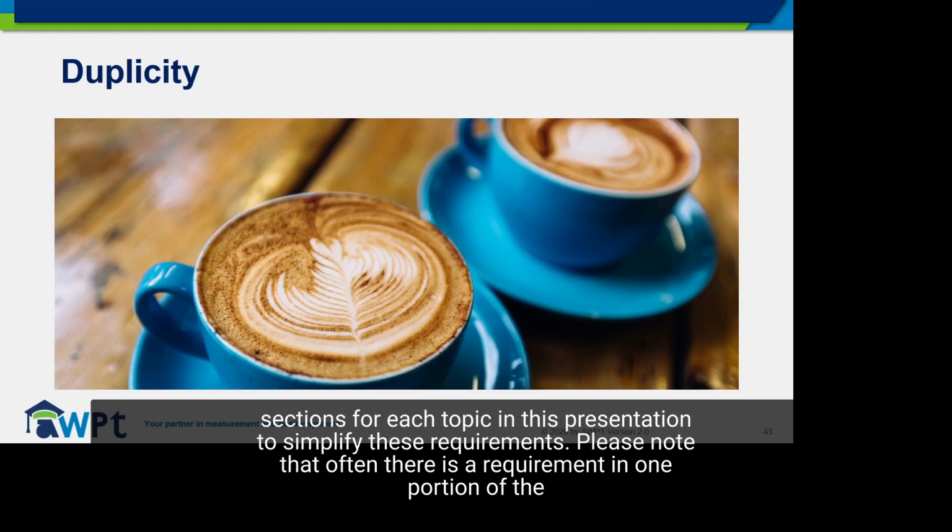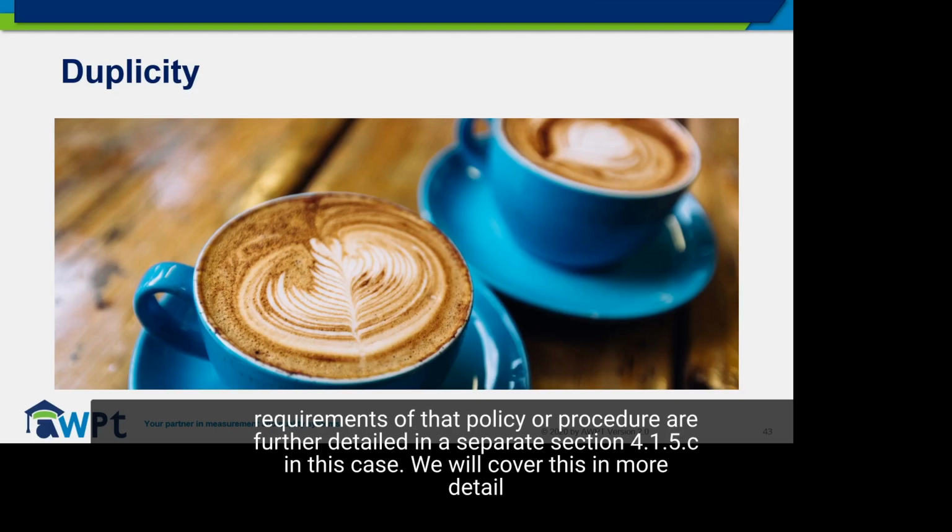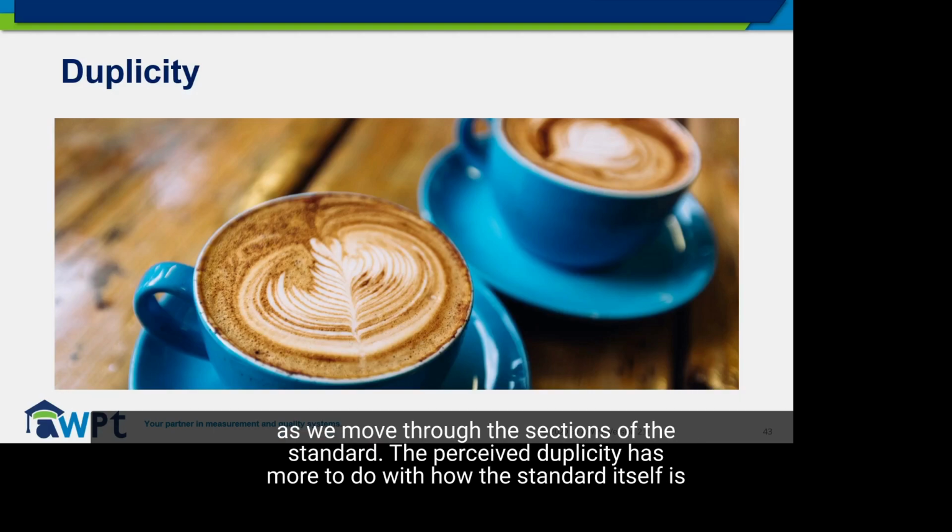Please note that often there is a requirement in one portion of the standard, an example being 4.2.8.4, to have a policy or procedure for a specific item, in this case customer confidentiality, in the quality manual, and then requirements of that policy or procedure to be further detailed in a separate section, 4.15 C in this case. We will cover this in more detail as we move through the sections of the standard.